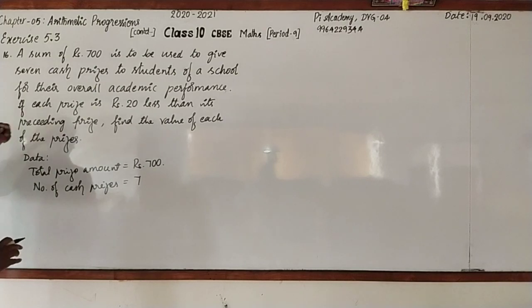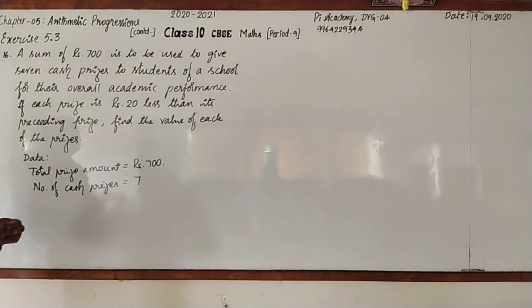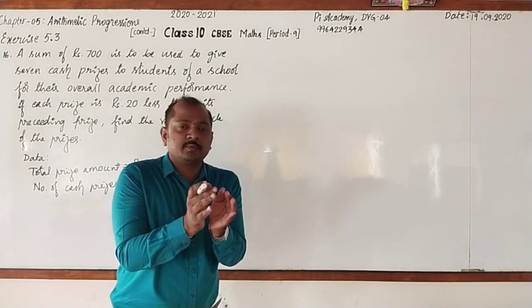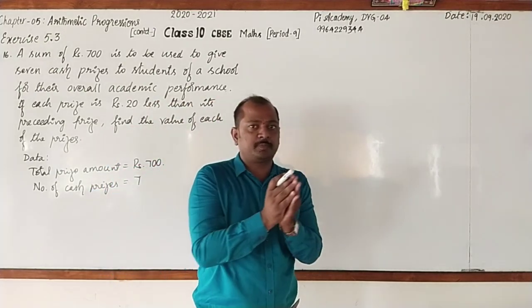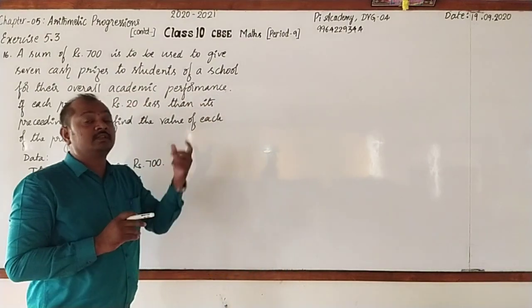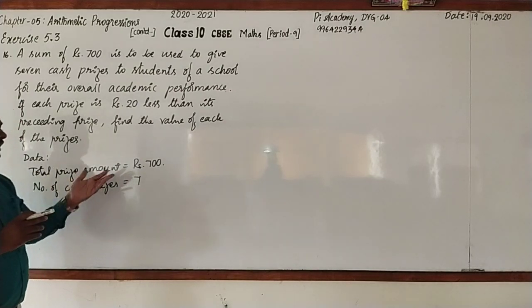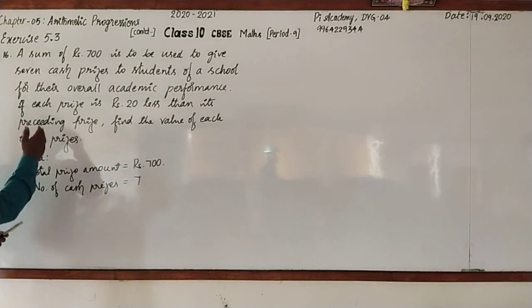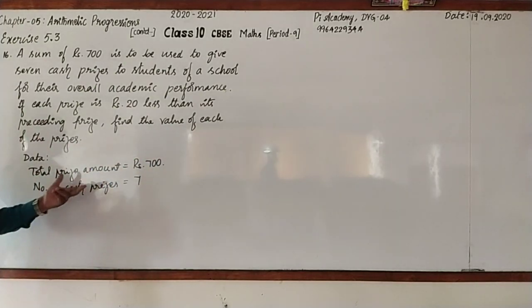Next, you can come to know that each prize is rupees 20 less than its preceding prize. That means the decreased prize amount is fixed from one prize amount to another prize amount. It is constant. So from this we can come to know that the given situation forms an AP, right? Okay, let us write that later. But here we are going to find out the value of each of the prizes. Total 7 are there. Let us write one by one.